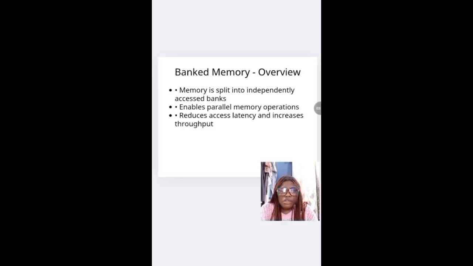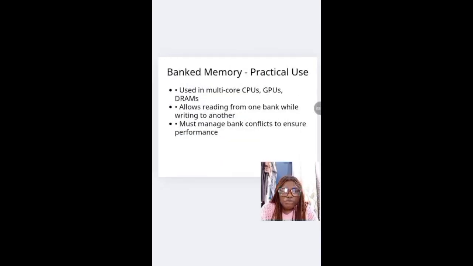So the memory is split into independent access banks, which enables parallel memory operations, reduces access latency, and increases throughput. There is more to read on it, but I'm just making it brief. And I'll also be talking about the practical use. It's used in multiple core CPUs, GPUs, DRAMs, allows reading from one bank while writing to another, and must manage bank conflicts to ensure performance.